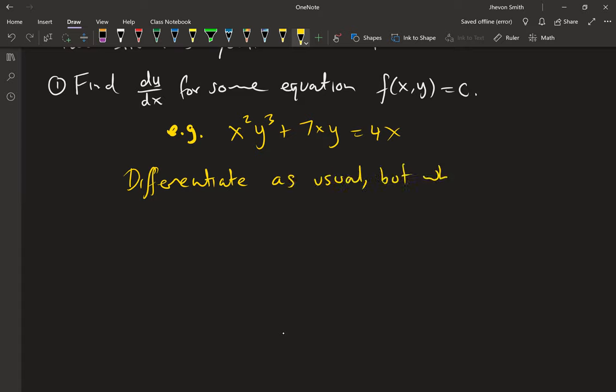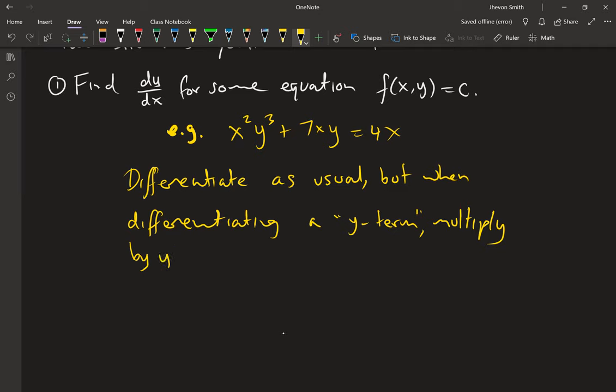But when differentiating a, say a y term, anything with a y in it, multiply by y prime. That's it. So, to go with this example here, and differentiate as usual means you have to obey all derivative rules as before.